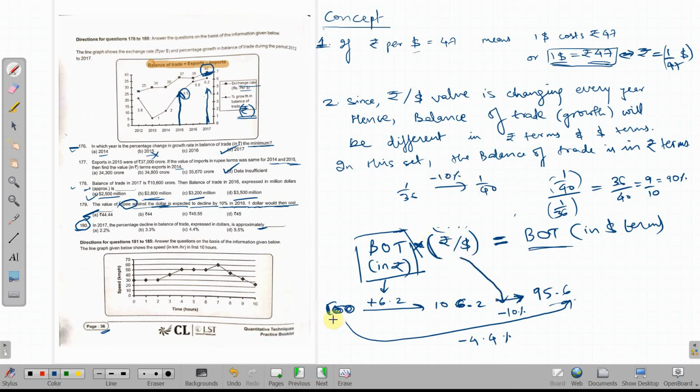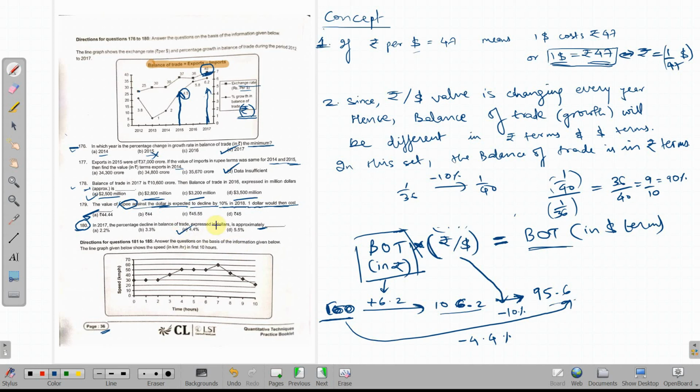तो अपने ने सिंपली अभी वो सक्सेसिव वाला रूल लगा दिया, because we understand when you have a into b equal to c, percentage change here and percentage change here is like a successive percentage change. Okay, so 100 plus 6.2 is 106.2 minus 10% is 95.4. It's a roughly decline of 4.4%. Answer would be option C.